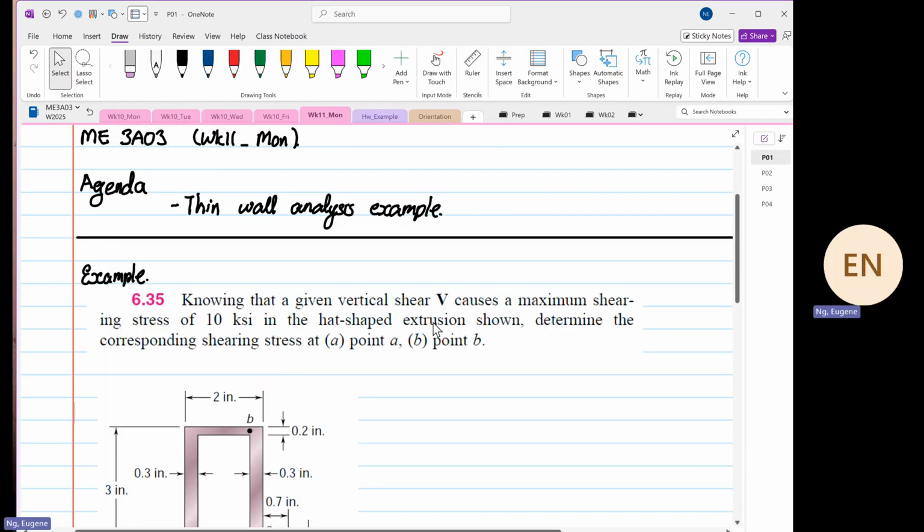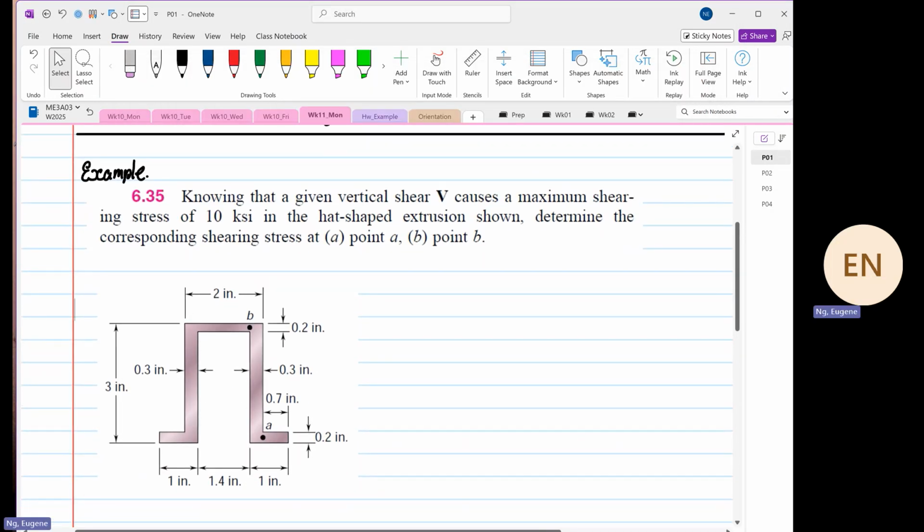Right. So knowing that a given vertical shear V causes a maximum shearing stress of 10 KSI in the hat-shaped extrusion shown, determine the shearing stress at point A and the shearing stress at point B. Okay. So what we are going to deal with is thin wall analysis.